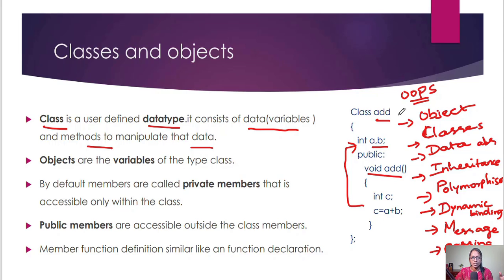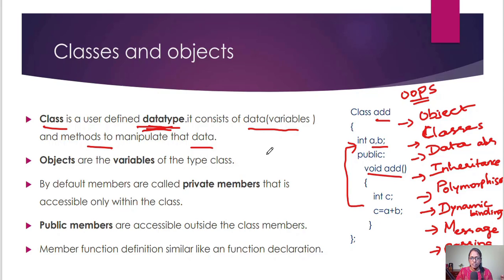So class is a user defined data type. I am creating my new data type. I am creating this kind of data, it will be like this. Add means this has to be there. Like that, based on the application I am creating my own data type, that is a class.